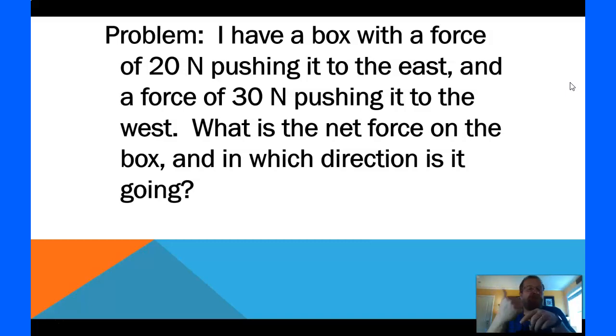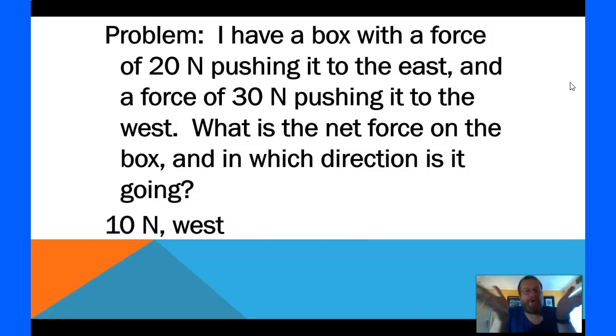Flip it. Let's say east is negative and west is positive, and you add them together. The 20 becomes negative, the 30 becomes positive. It's negative 20 plus 30, which is positive 10, but in this circumstance we made positive the west direction. So again, it's 10 newtons west. No matter which one you make positive, you're going to get the right answer, as long as you translate that positive negative sign back into directions after you're done. If you need to go back and review that again, by all means do it. In the meantime, we'll go on to the next problem.